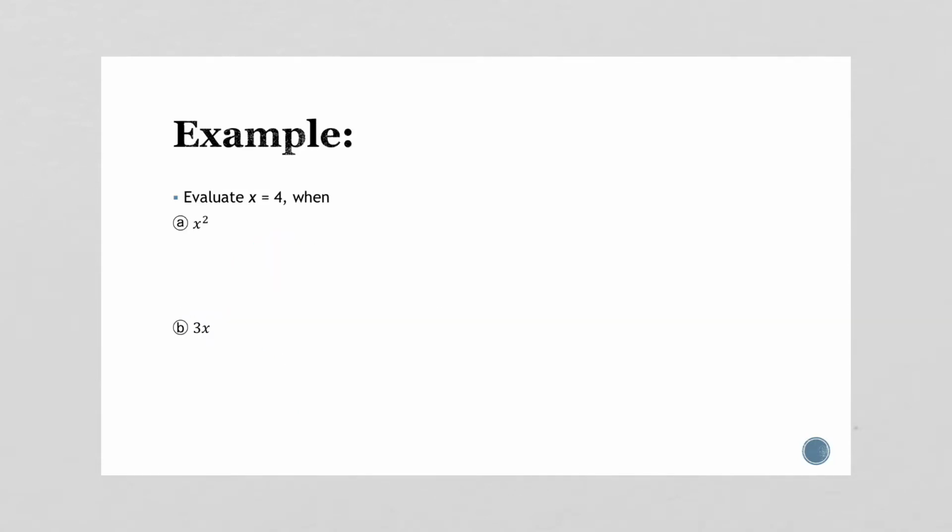All right, on this expression, I'm going to evaluate when x is equal to 4. So on the first one, on part A, I am going to evaluate x squared. So I'm going to let x equal 4 this time. So I've got 4 squared. That does not mean 4 times 2. That means 4 times 4, which is 16. When you're doing this on your paper, you do not have to write down this step right here. I am just writing it down for education purposes, but you don't have to write that step down.